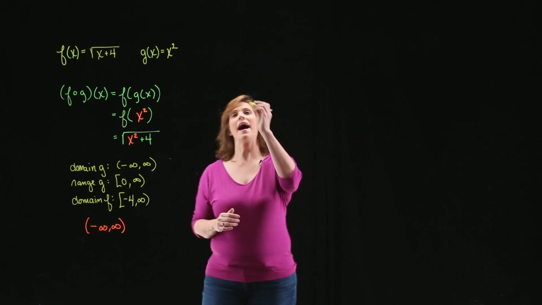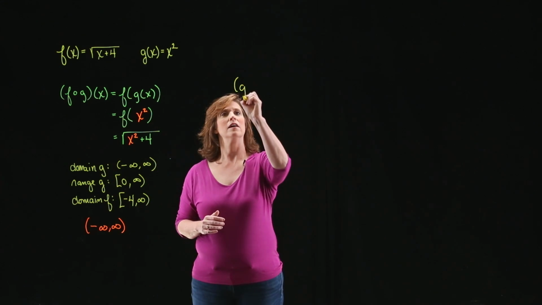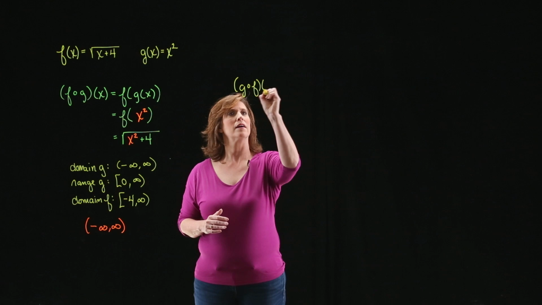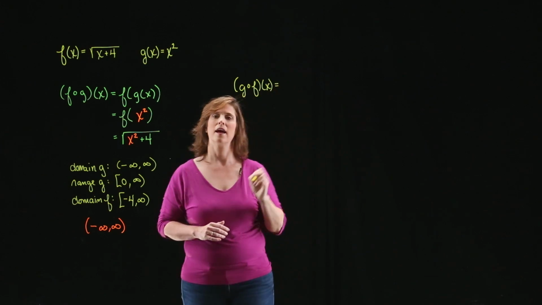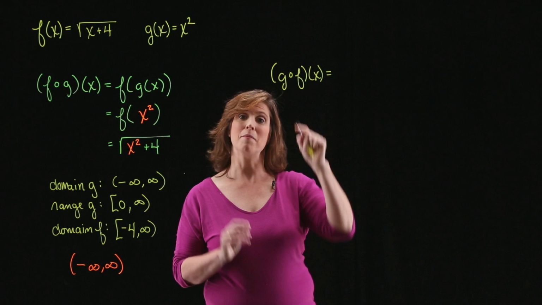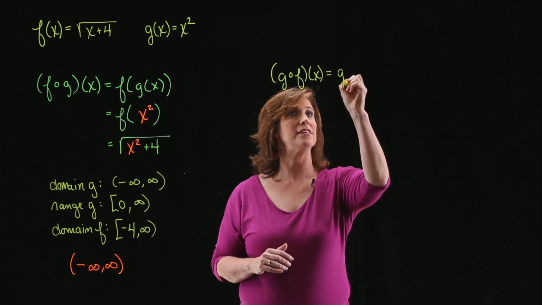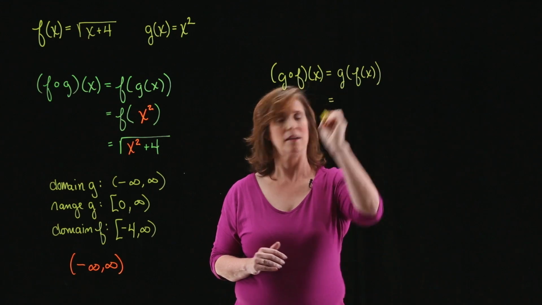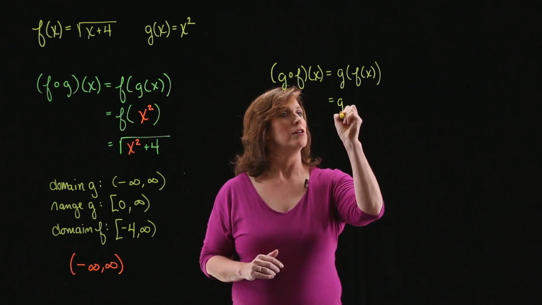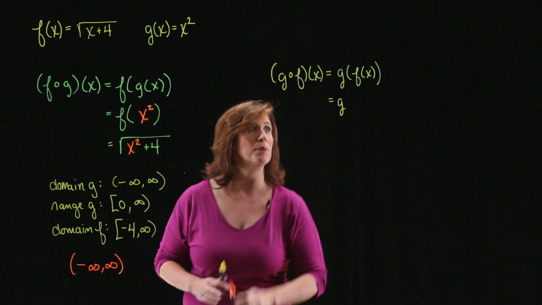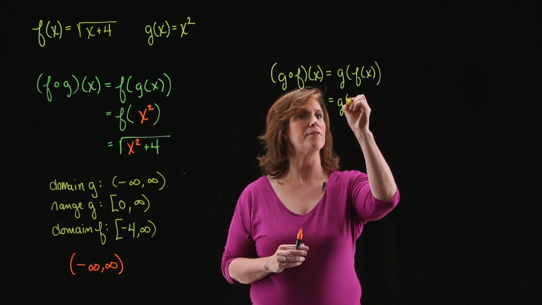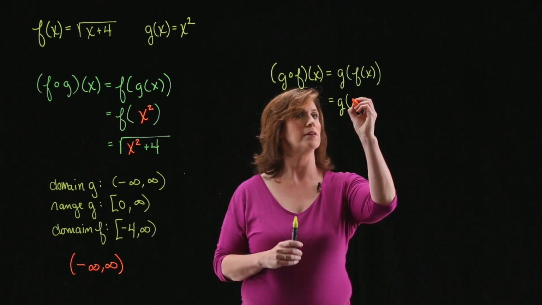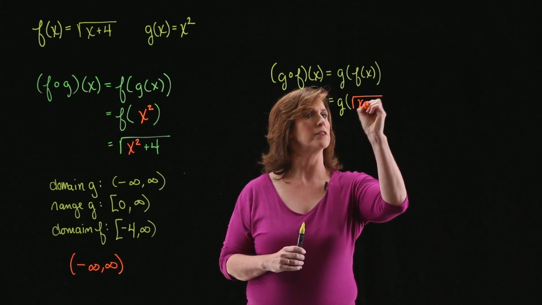All right, let's do the problem again, but I'm going to compose the function in the reverse order. So let's look at g of f. This means the f function will be my inside function, so I can write that as g of f of x. Okay. So the first thing I notice is that I can replace my function f with the square root of x plus 4.